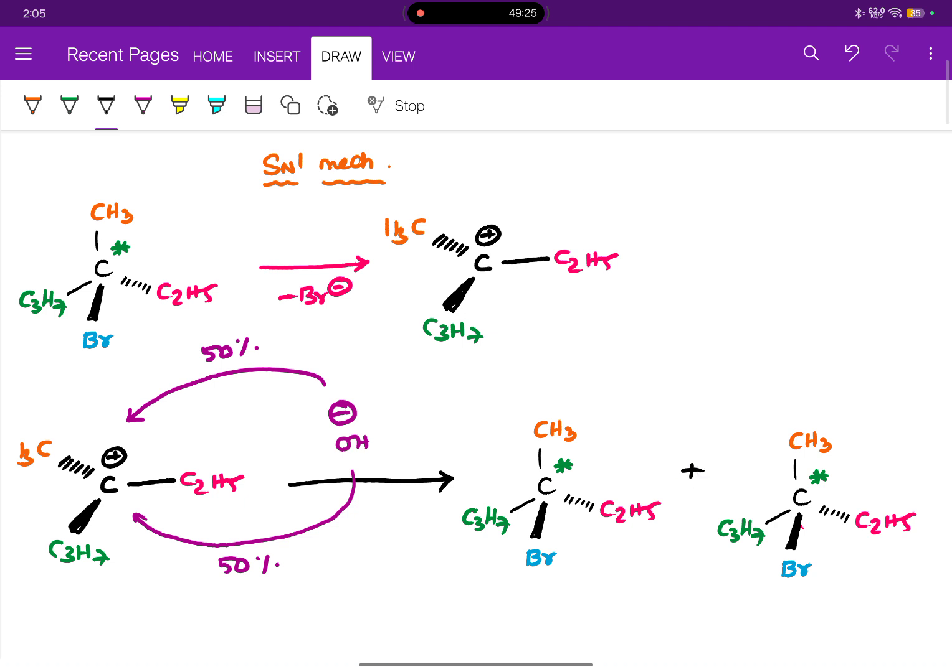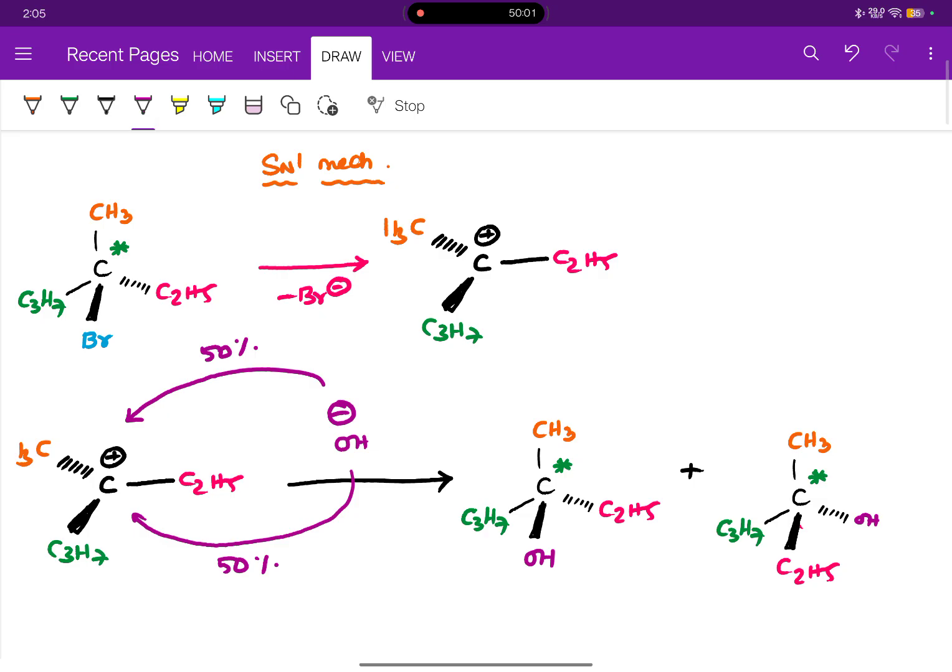Yes, sir. So in place of Br, what will come? OH, correct? So I can rub out the Br here and put OH. Remember, if OH is up, ethyl is down. In the next case, the ethyl will be up, so OH will be here, down. It will look like this, and everything else will be the same.